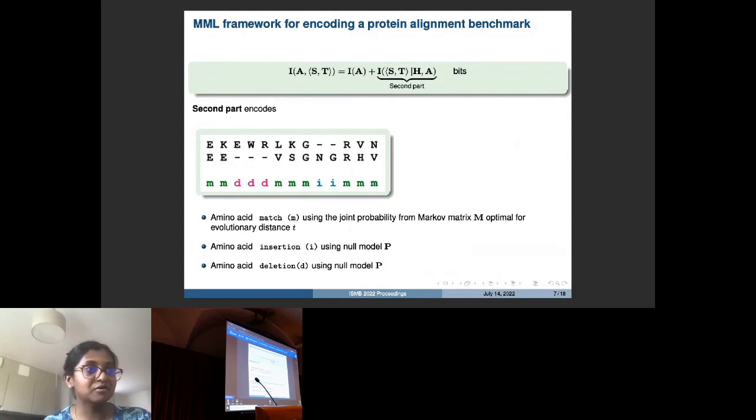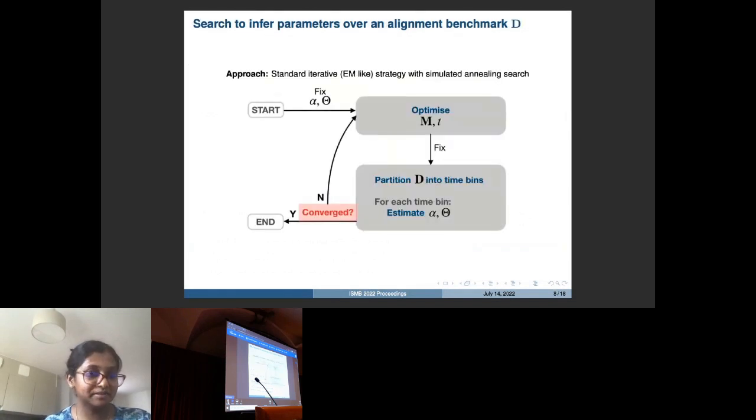So now that we have all the parts described, we have a total message length or Shannon information content that we have defined for communicating a protein alignment benchmark. And then it allows us to compare any 2 common alignment models and see what is giving us the minimum message. With that, we can also do a search for the optimal inference, optimal parameters. And the approach we took was a standard iterative approach, just like expectation maximization with simulated annealing.